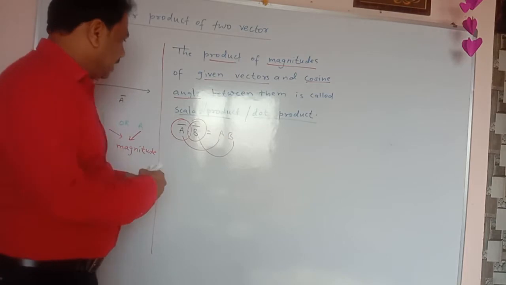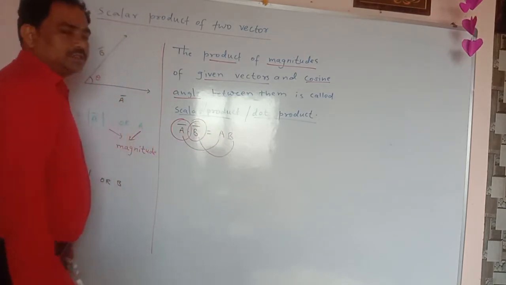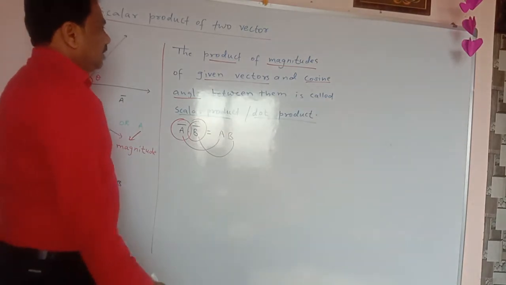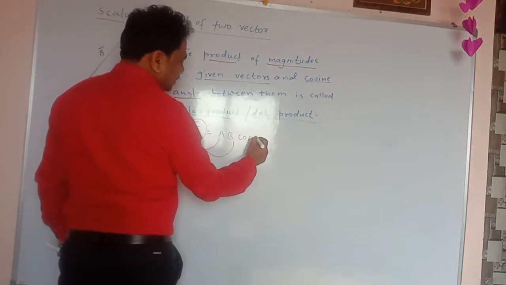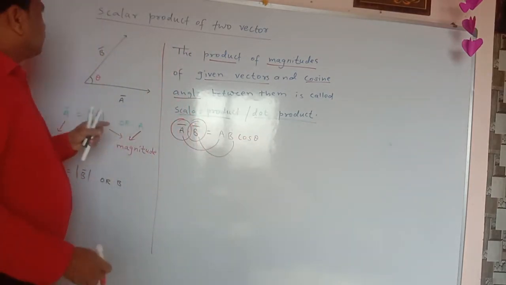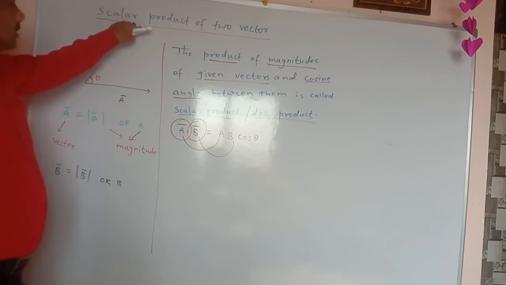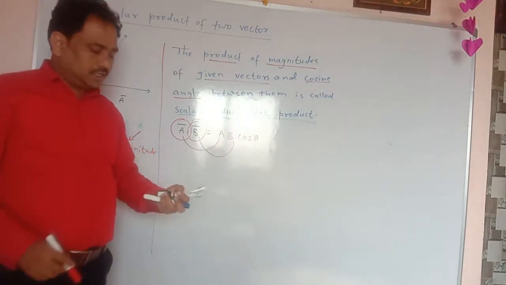So the vector A and vector B, this is the magnitude of the given vectors. Now which theta can we apply here? Cosine theta, that is cos theta. So in this way, the dot product or scalar product of these given two vectors is AB cos theta.